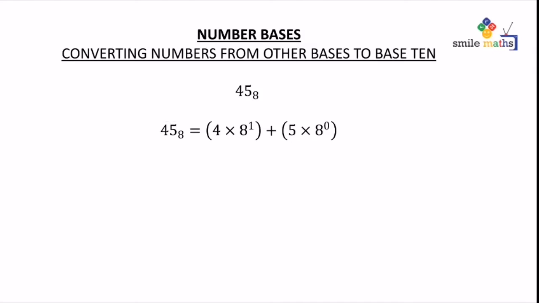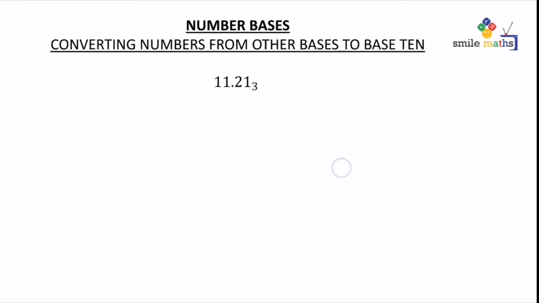Next step is simplifying this. So we have 4 times 8 plus 5 times 1, that is 8 to the power 0. And this gives us 32 plus 5. And the answer here becomes 37.